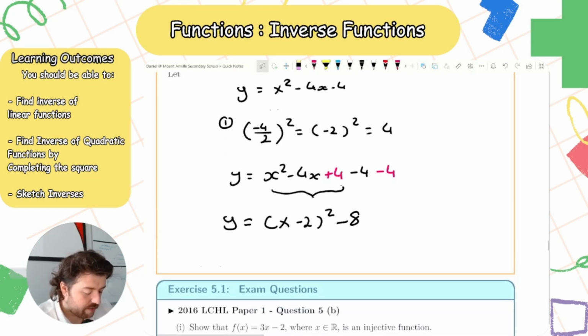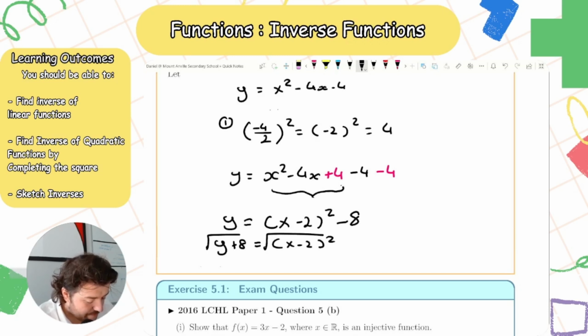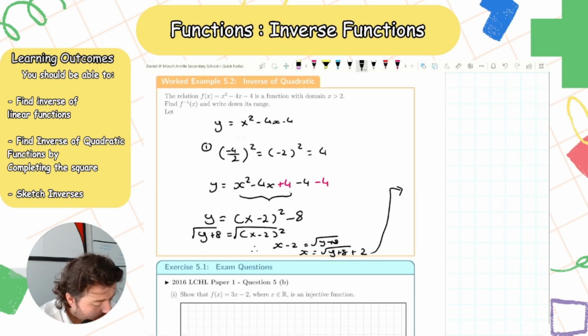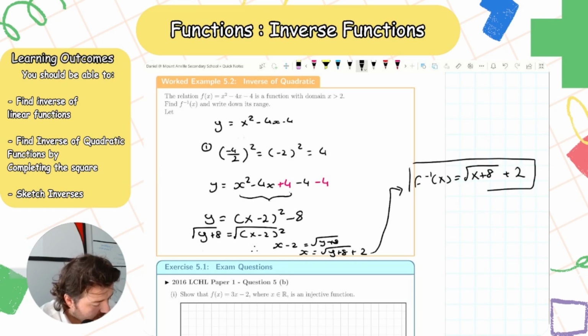Now we get x on its own. So it's going to be y plus 8 equals x minus 2 squared. Square root both sides. I'm going to get x minus 2 is equal to square root of y plus 8. x equals square root of y plus 8 plus 2. And then last step, rewrite it as f inverse of x equals root of x plus 8, plus 2. There is my inverse function. So it's for a domain of x greater than or equal to 2.